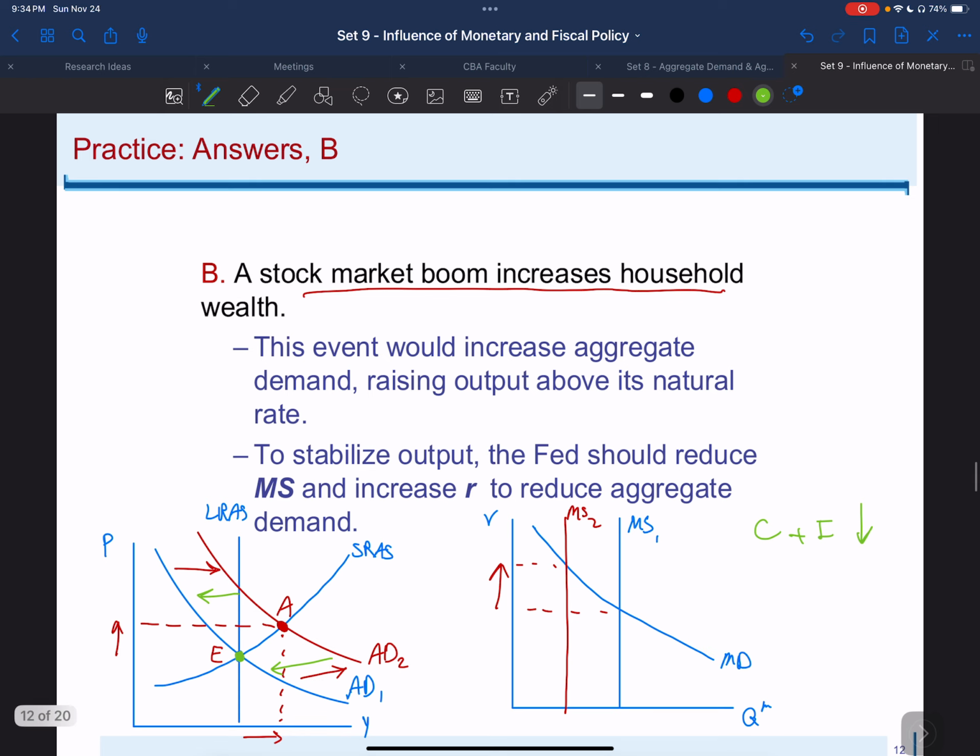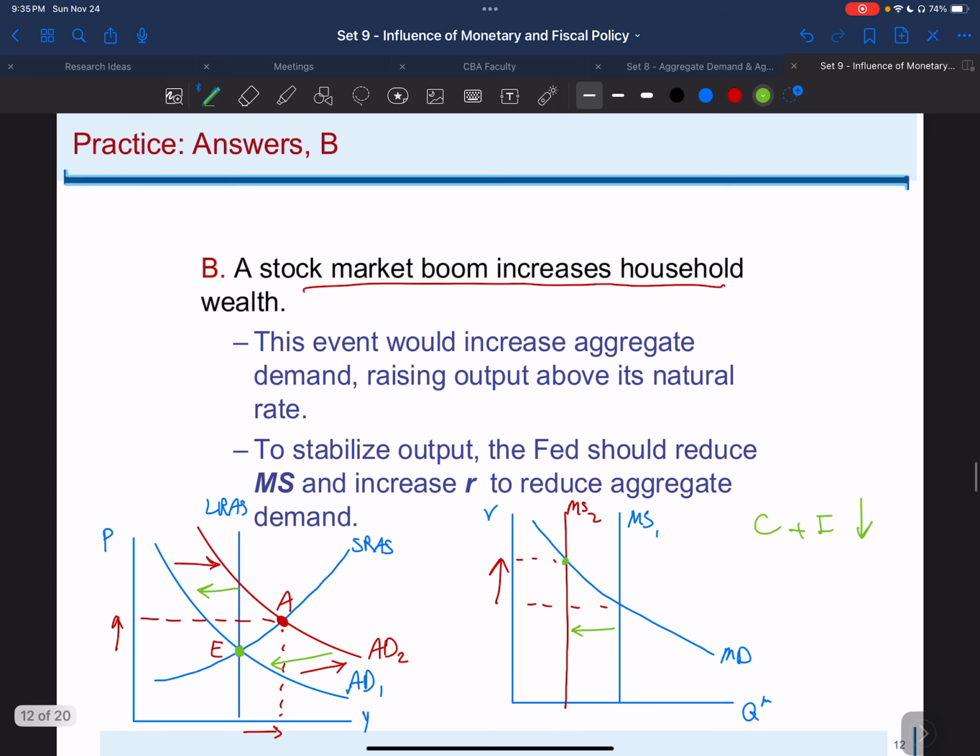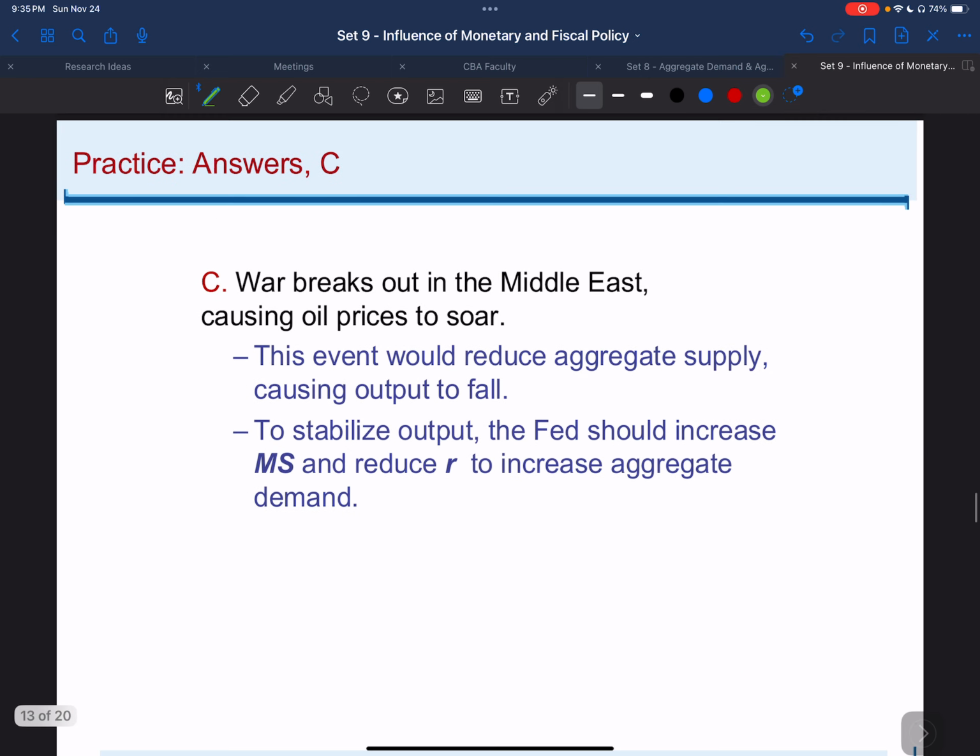They should just use the monetary policies that are reducing the money supply, and as a result, it will increase the interest rate, and it will reduce the aggregate demand by affecting the consumption and investment of the people. Let's look at the third scenario.